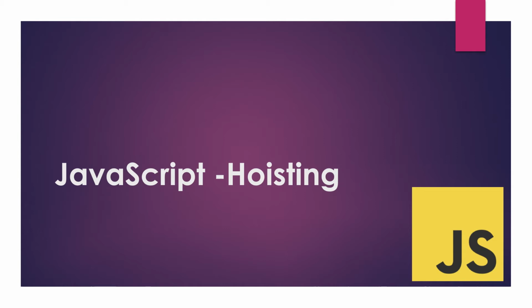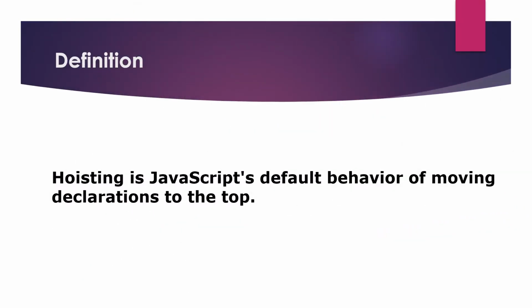In this video, we will talk about hoisting in JavaScript, and hoisting is a very important concept that every JavaScript developer should know. As per the definition of w3school.com, hoisting is JavaScript's default behavior of moving the declarations to the top. Now let's try to understand this with the help of an example.